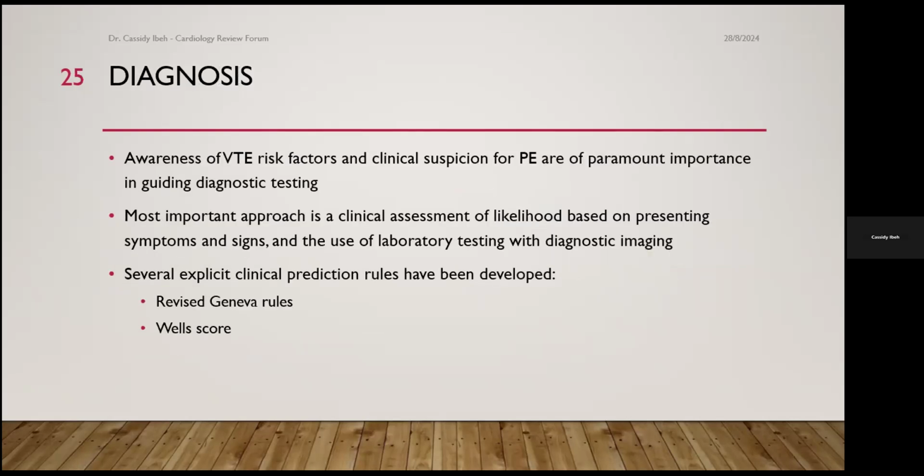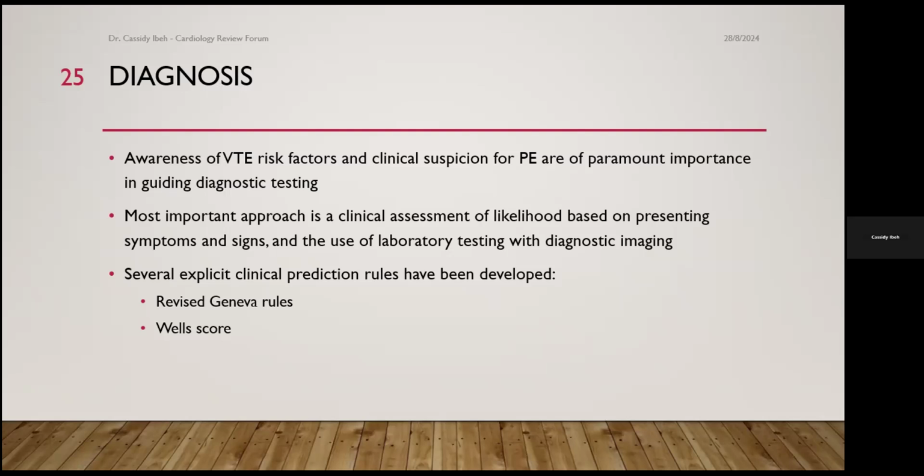Now, looking at the diagnosis, like I said, it requires a high index of suspicion. So awareness of the risk factors and the clinical suspicion for PE are of paramount importance. The most important approach is a clinical assessment of likelihood, which is based on presenting symptoms and signs, and the use of laboratory testing with diagnostic imaging. Now, there are several scores that have been developed to assist in the clinical assessment of likelihood of this patient.